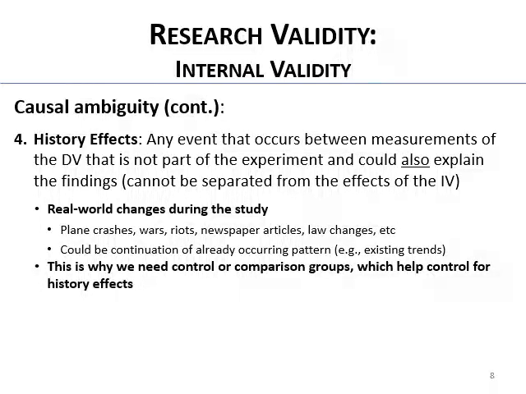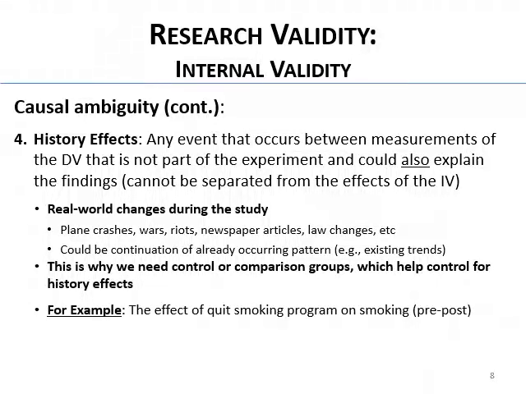And this is why we need control groups or comparison groups. They help us control for history effects. So another group that's in your study that doesn't get the treatment of interest, that you can say, all right, look, they changed maybe a little, but in my experimental group they changed a lot, so therefore this isn't all just history effect. It's got to be some actual effect of my independent variable.